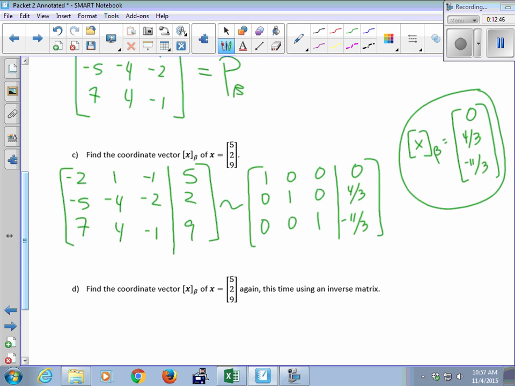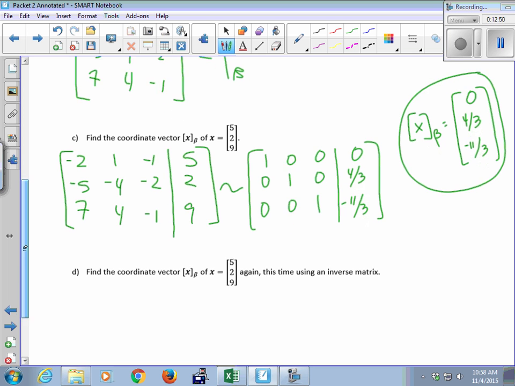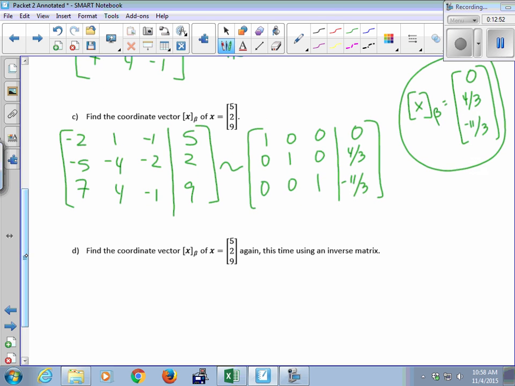Well, we've solved many things by augmenting and row reducing, right? A is the change of coordinate matrix. B is your x.